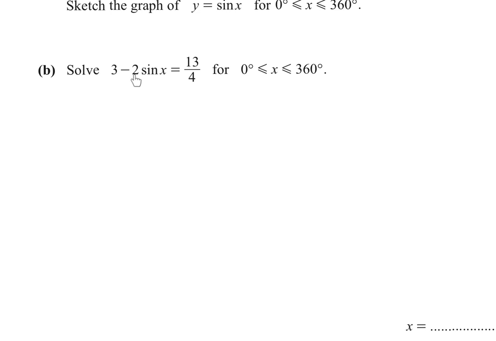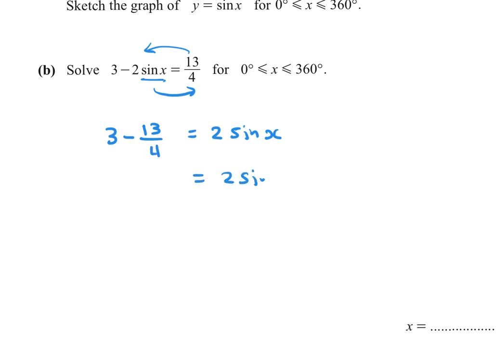B, solve 3 minus 2 sine x equals 13 over 4 from 0 to 360. Make sine x the subject, so we transpose 13 over 4 to the other side and negative 2 sine x to the other side. So 2 sine x equals 3 minus 13 over 4. So 2 sine x equals negative 1 over 4. Divide by 2, so sine x is negative 1 over 8.